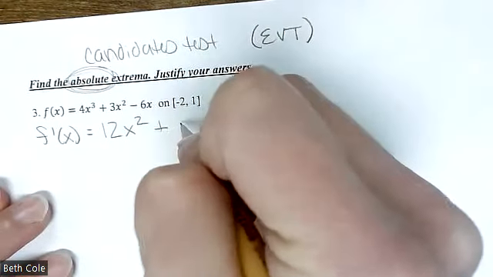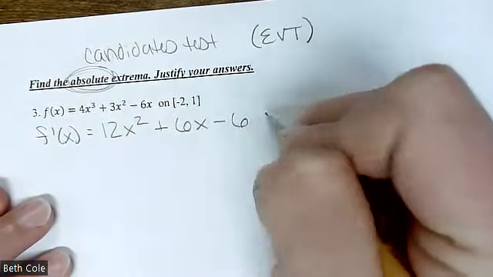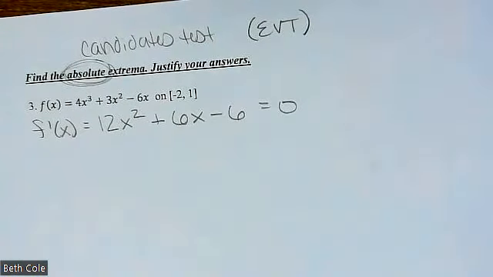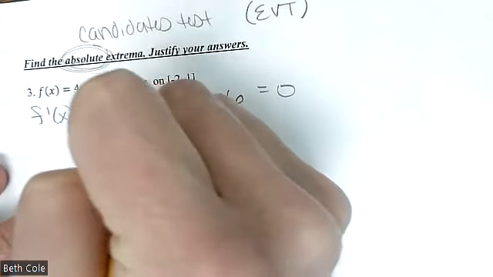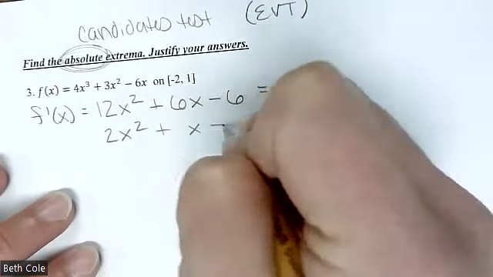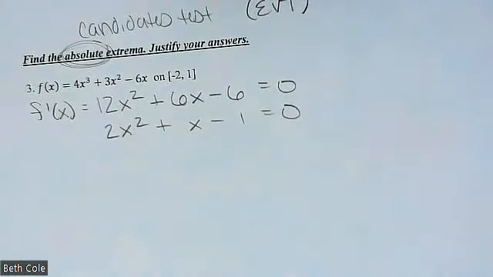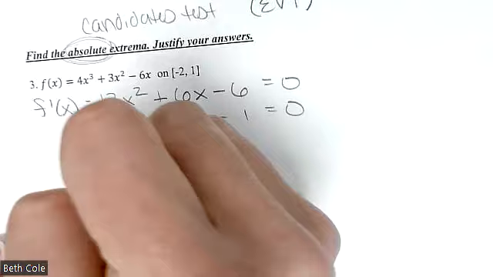12x squared plus 6x minus 6. We're going to set that equal to 0. Those will all divide by 6. So I would do that just to make everything smaller. It'll be 2x squared plus x minus 1. Everyone's always like, what happened to the 6? The 0 kind of absorbs it. 0 divided by 6 just is 0. That's what's nice about 0. All right, and then we're going to factor that.